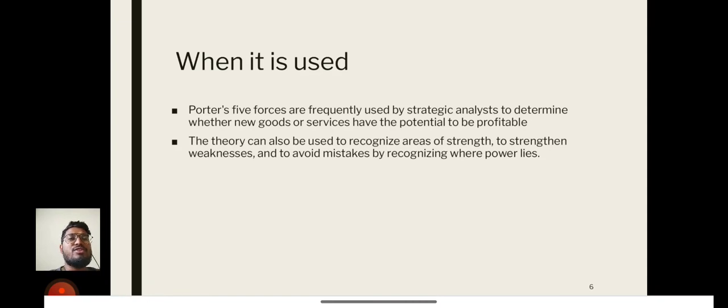So, when it is used: Porter's 5 Forces are frequently used by strategic analysts to determine whether new goods or services have the potential to be profitable. The theory can also be used to recognize areas of strength, to strengthen weaknesses, and to avoid mistakes by recognizing where power lies.